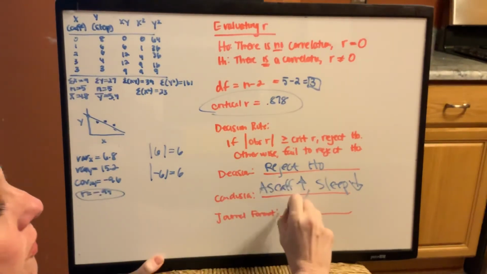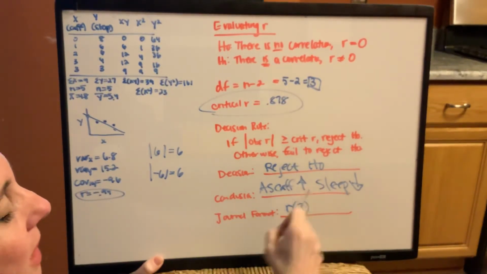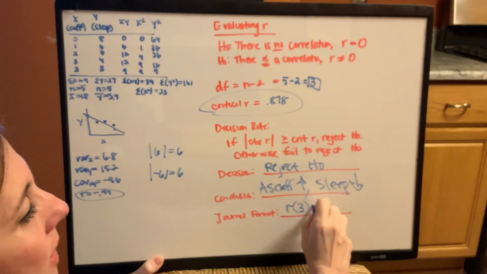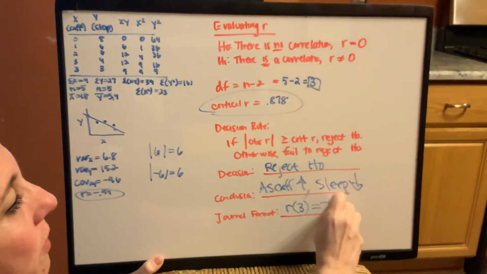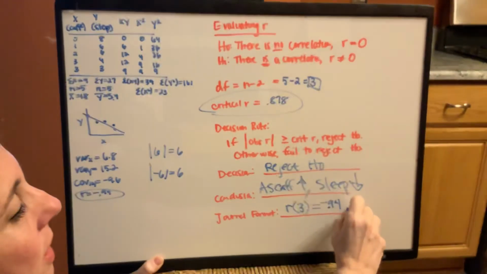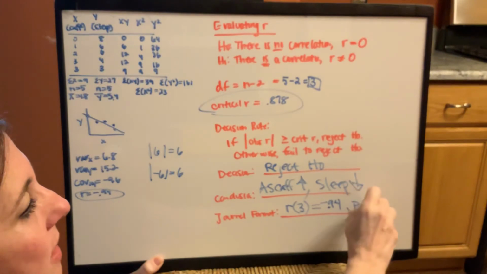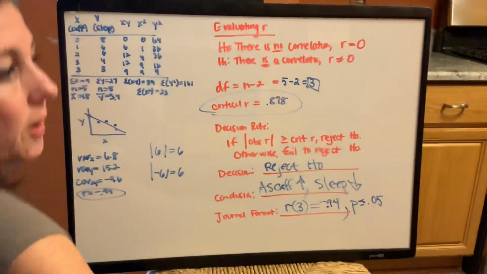All right, and for journal format, we always start with the statistic, which is R. We put our degrees of freedom in parentheses, which is 3. We put an equal sign. After the equal sign, we put the value of our observed statistic, which is negative 0.94. And because we reject, that means it's P less than or equal to 0.05.